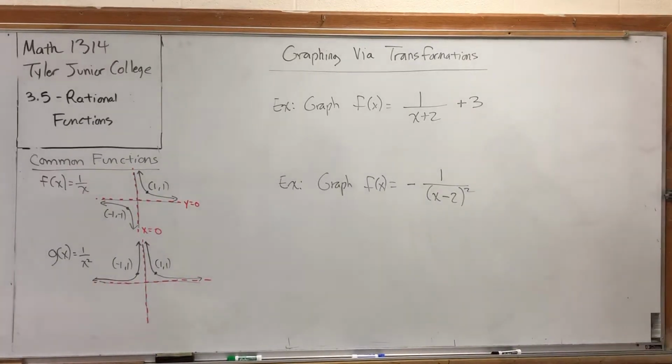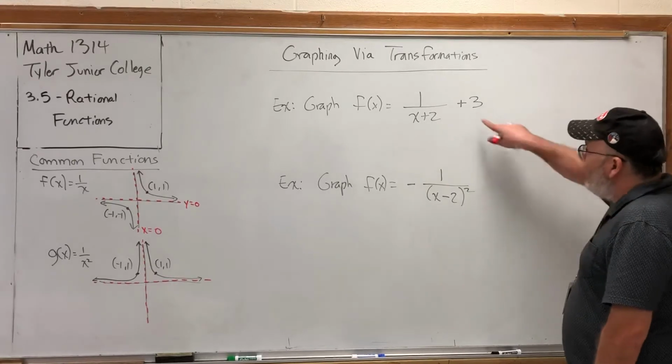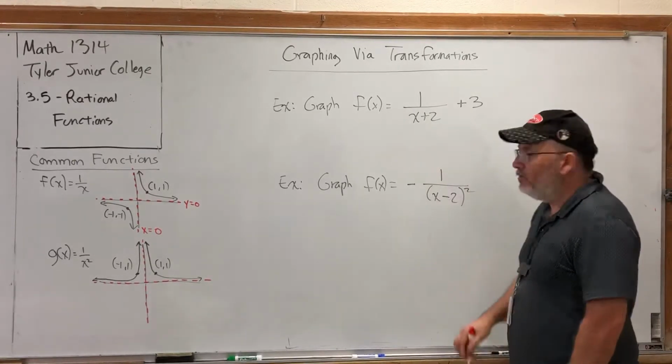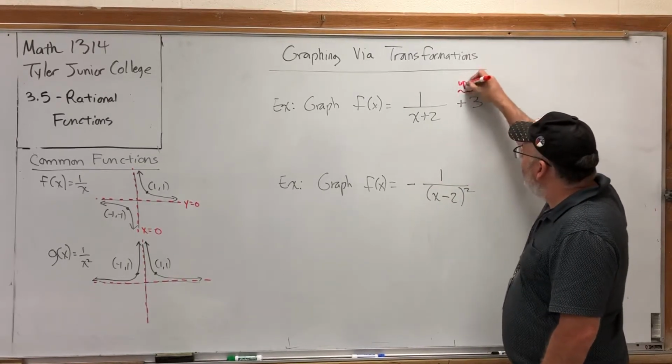Starting with f of x equals 1 over x plus 2 plus 3. Recall that if you add a number to the end of a function, it invokes a translation in the vertical direction and does what you expect. This plus 3 will move the graph up 3.